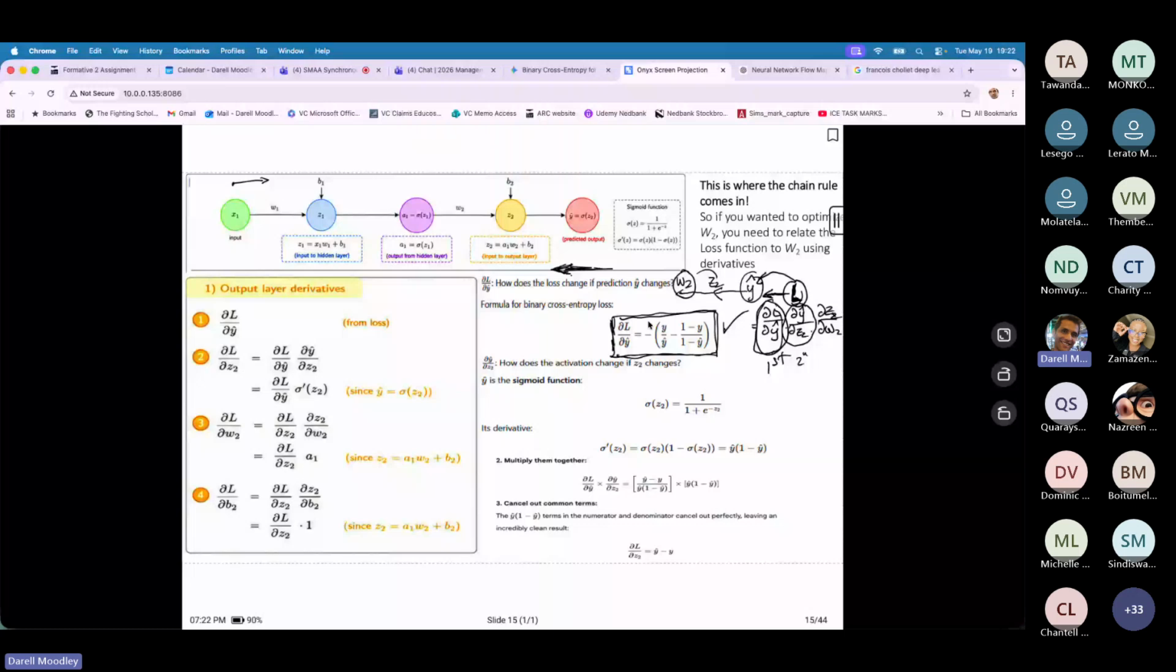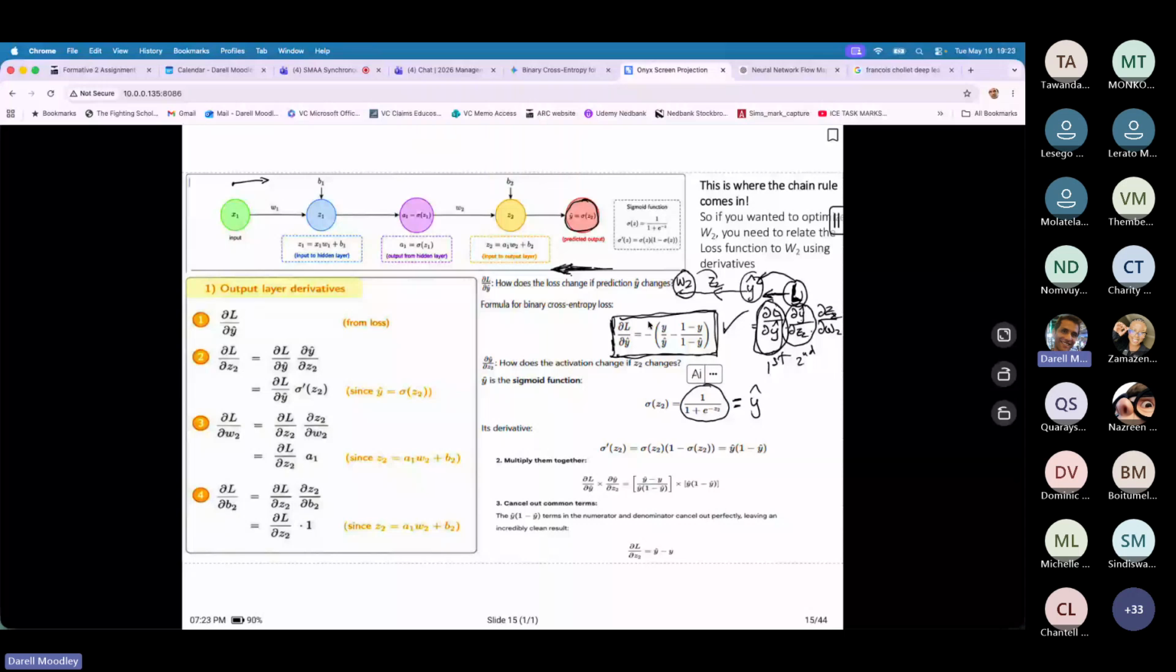Now, we need to see how y hat, the predicted y value, is related to z2. And you can see that here. You get your y hat by using your sigmoid function. In other words, this is your y hat. You plug in your z2 and you get your y hat value. So if you want the derivative of y hat with respect to z2, you have to find the derivative of this with respect to z2.